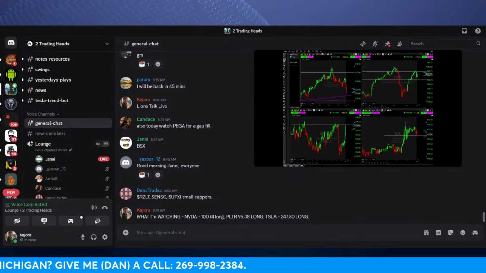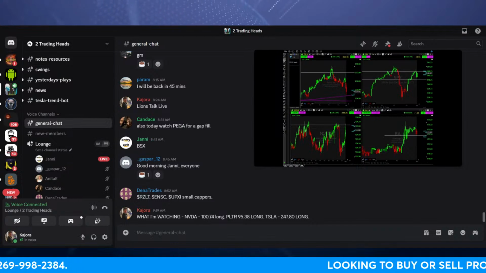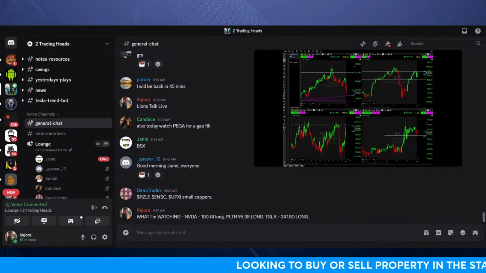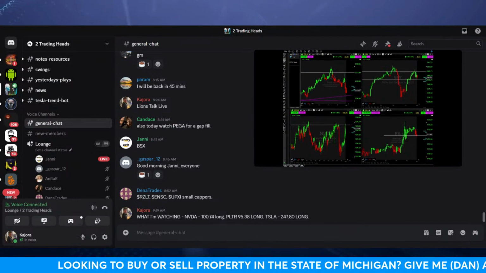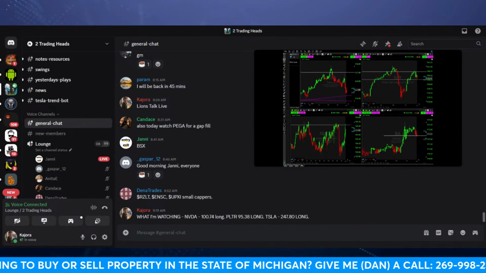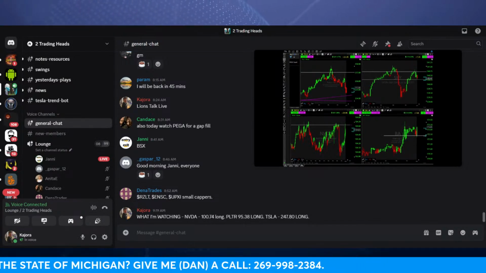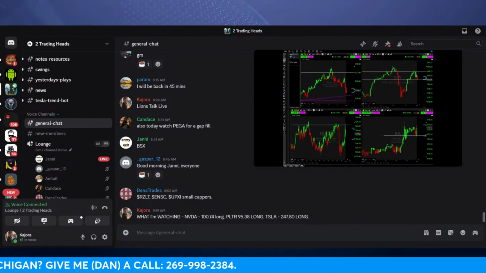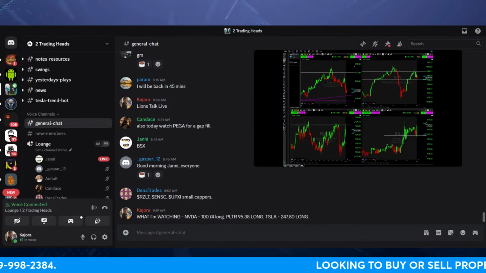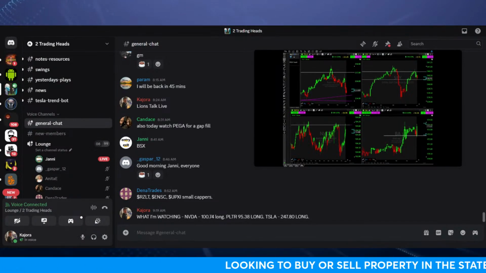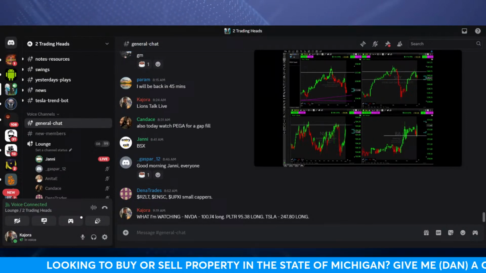Nvidia trying to break over resistance here. PLTR sitting at support. Apple sitting at support. ARM doing absolutely nothing right now, testing resistance. Spreads are wide. Tesla is coming down to support area. Reddit making a pop. Spreads are wide on it.